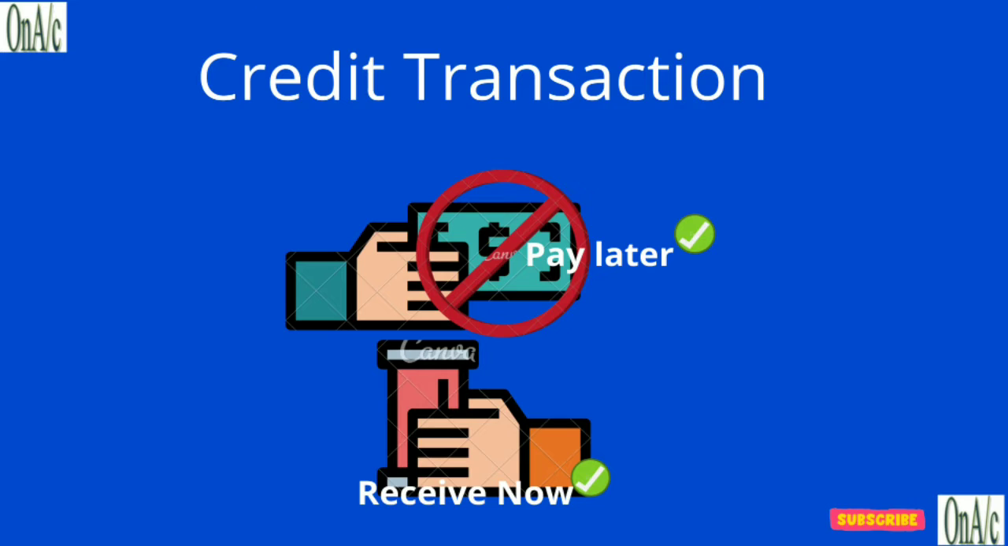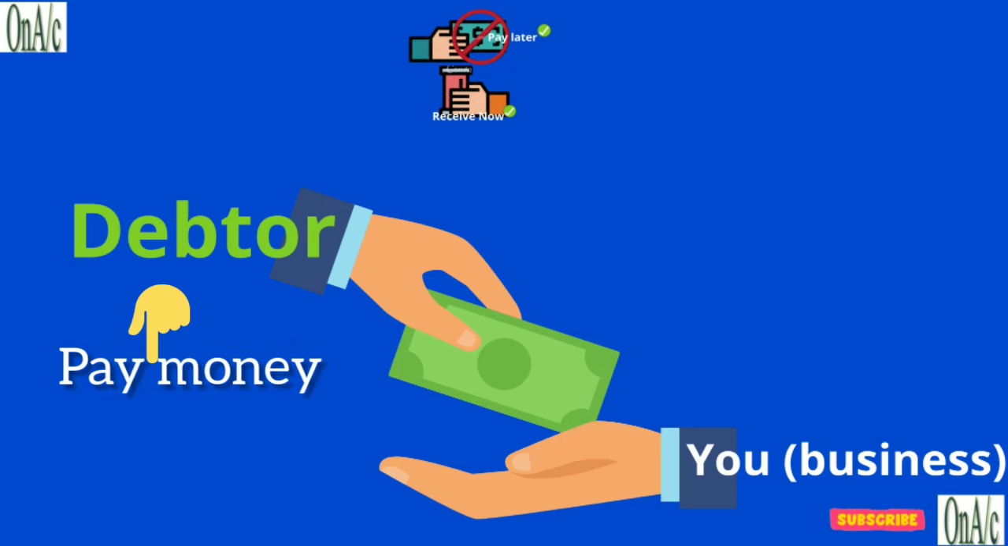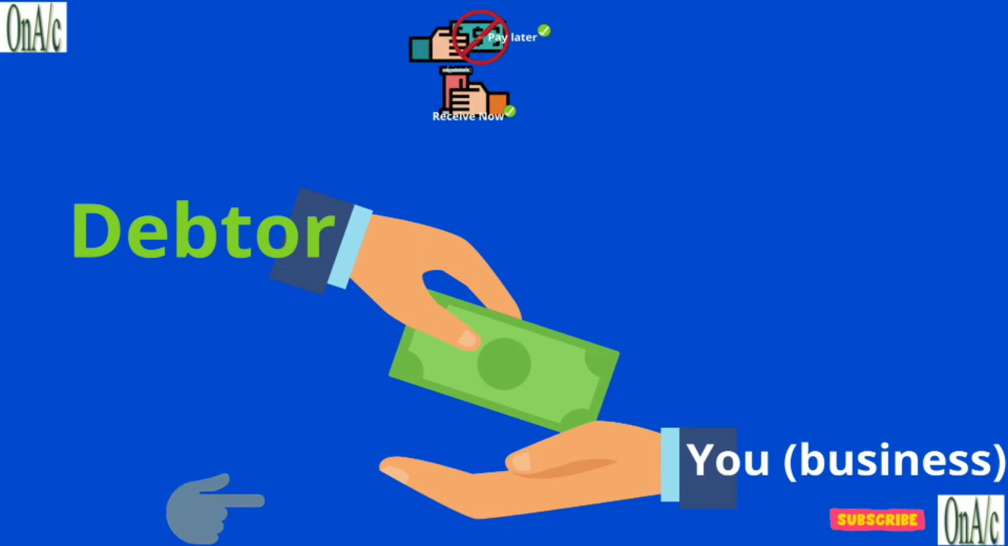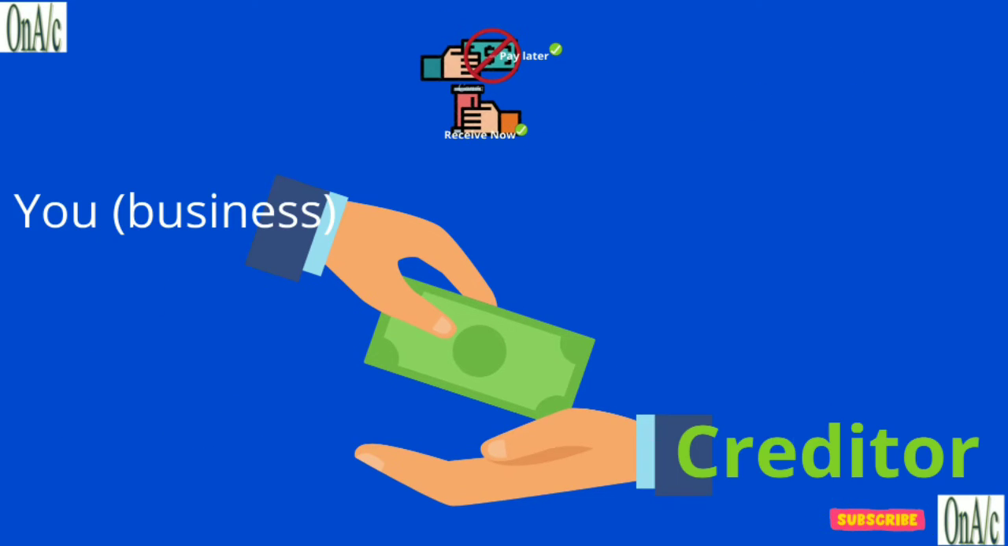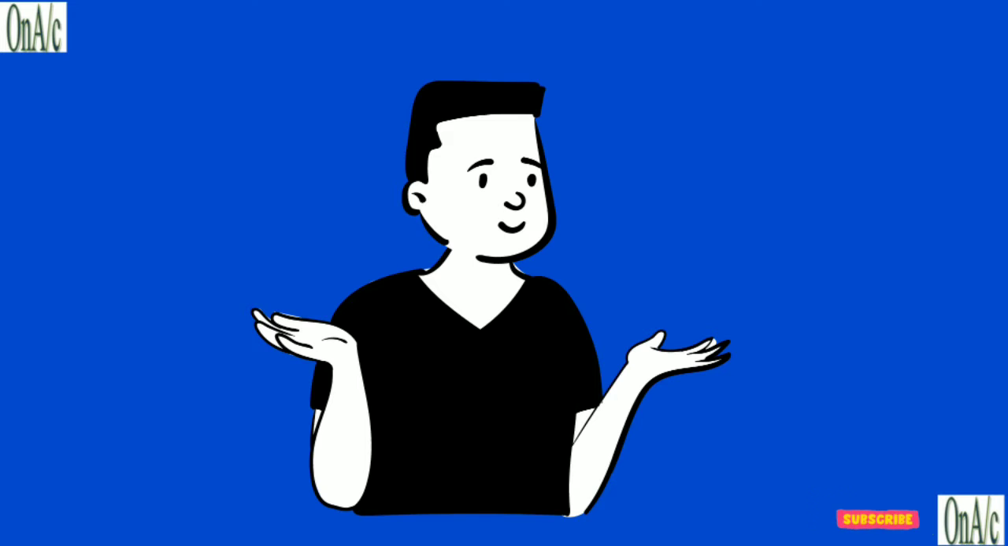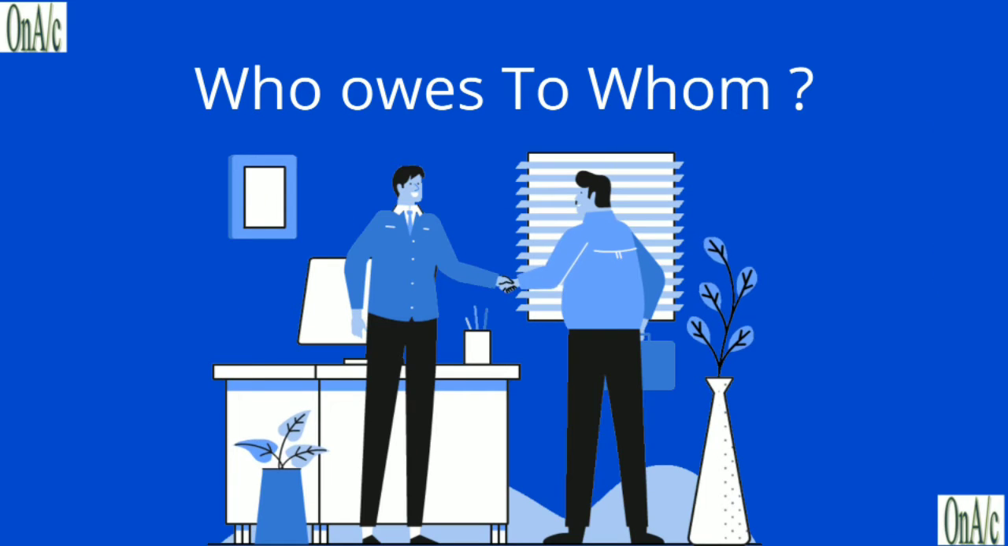Coming to who is debtor and who is creditor. Debtor is a person who has to pay money to a person or a company for goods purchased, whereas creditor is a person who has to receive money from a person or a company for goods sold. To know whether a person or a company is a debtor or creditor in your books of account, you simply need to know who owes money to whom.